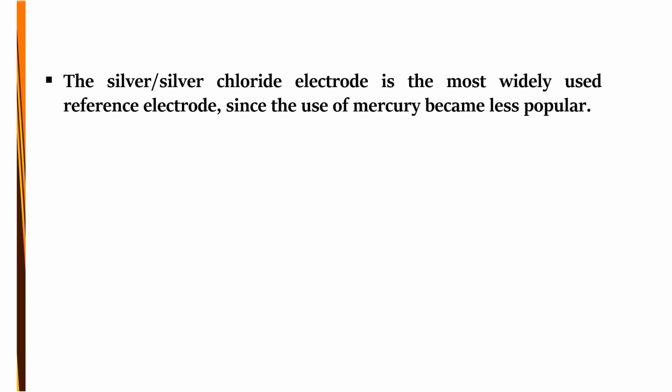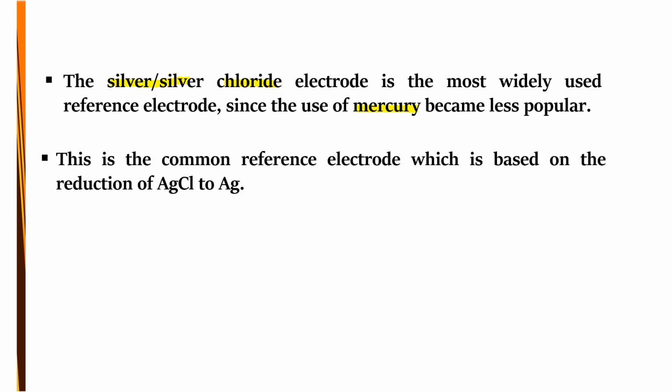The silver chloride electrode is the most widely used reference electrode. Since the use of mercury became less popular due to its toxicity, the silver chloride electrode gained popularity. This is the common reference electrode which is based on the reduction of silver chloride to silver. In this electrode, silver chloride is reduced to metallic silver.